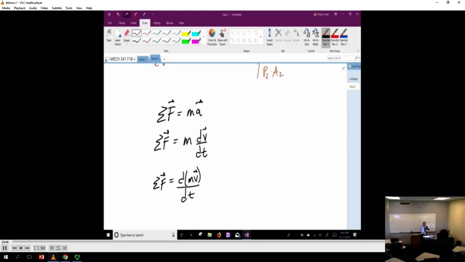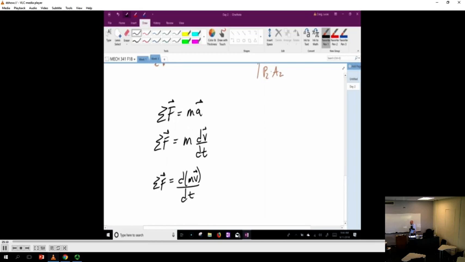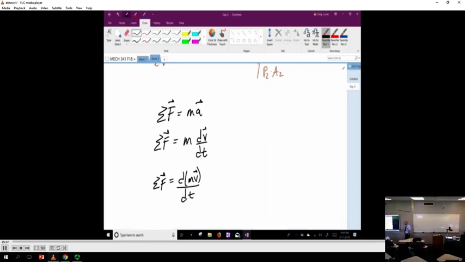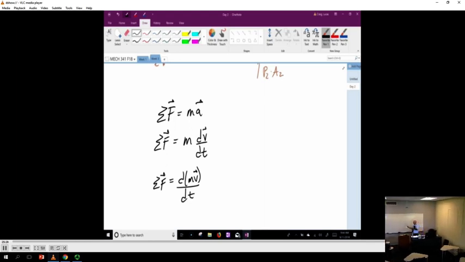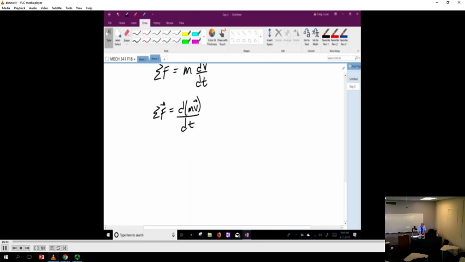And what is m times v called in dynamics? Students who have taken dynamics know it. Remember when we had two trains coming in at each other? We did conservation of momentum. So this mass times velocity is called linear momentum, okay? So let's look at a nozzle and how we can split that equation up a little bit more.